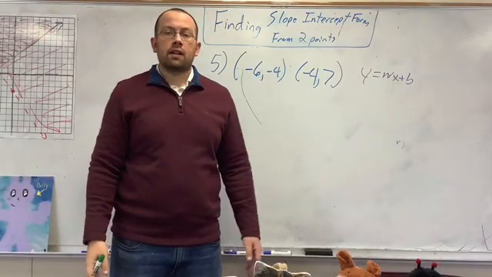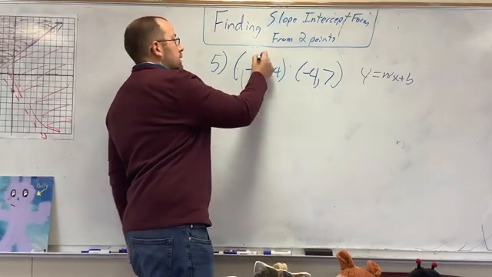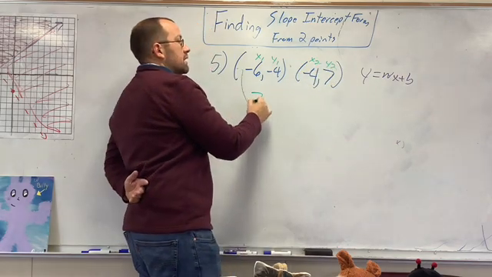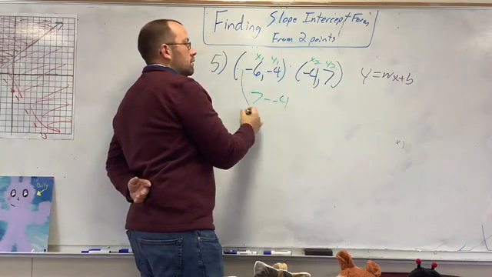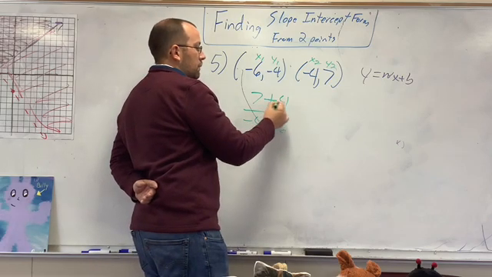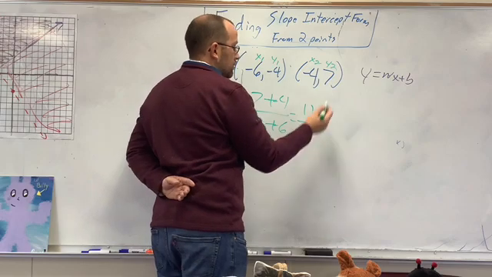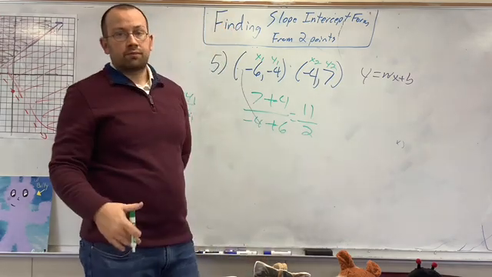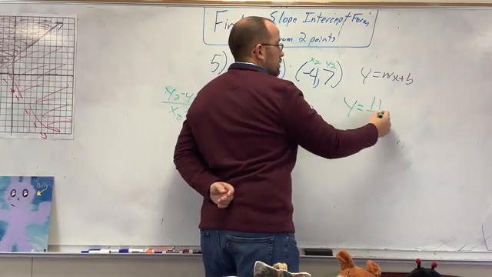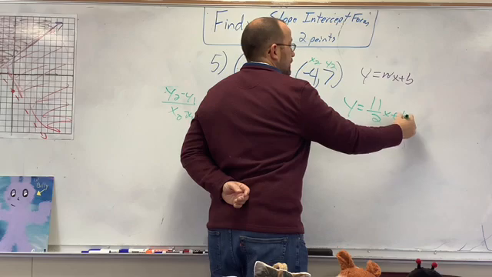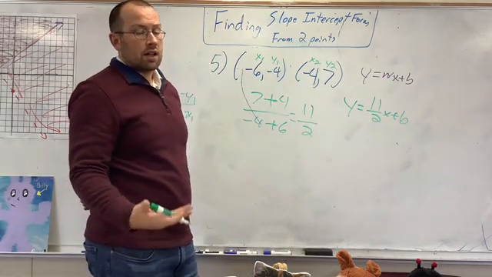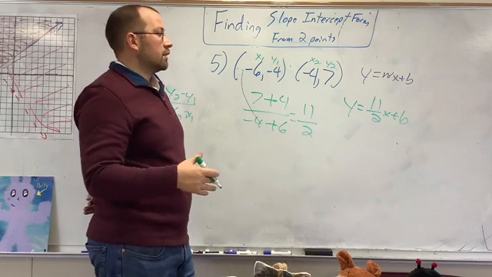All right, last example. x1, y1, x2, y2 gives me 7 minus a negative 4 over negative 4 minus a negative 6. Make those both positive, and I get 11 over 2. It's my slope. All right, we got another fraction. So in this case, what's good about this is I have something that has a factor of it as an x.